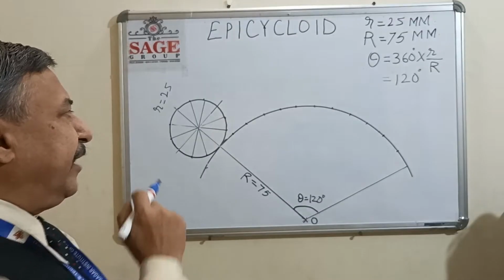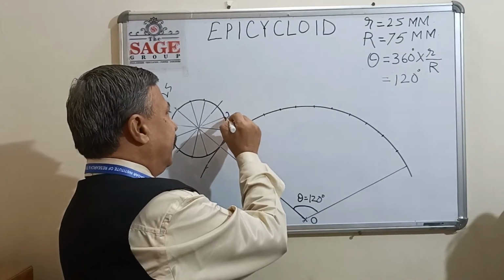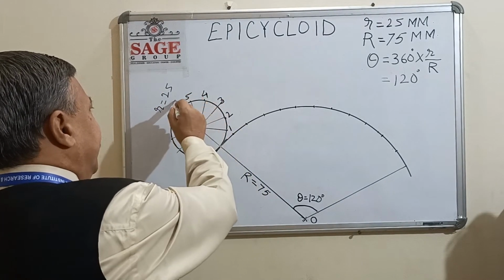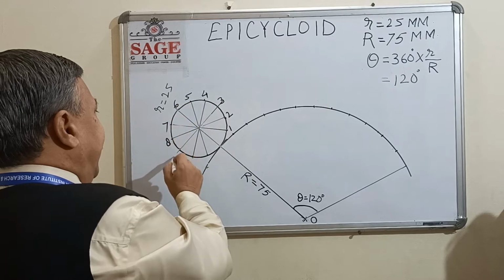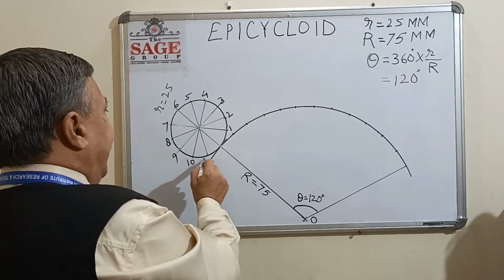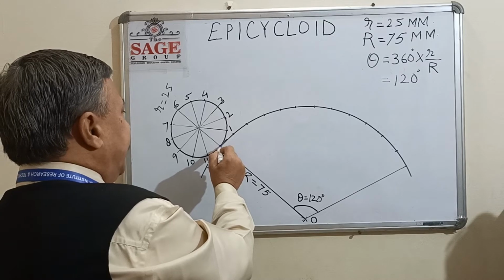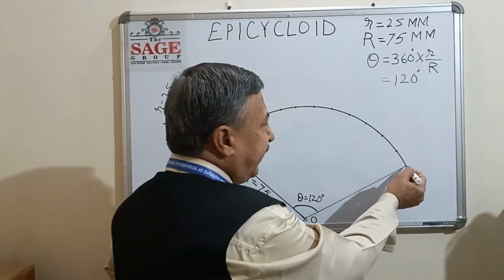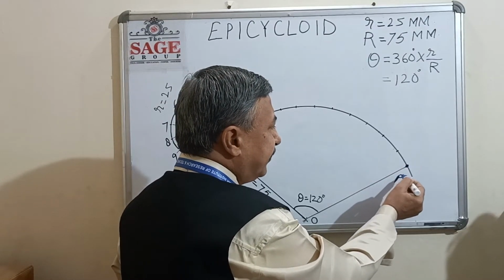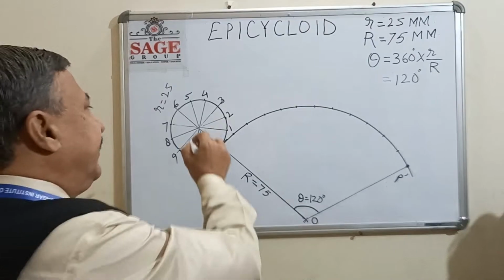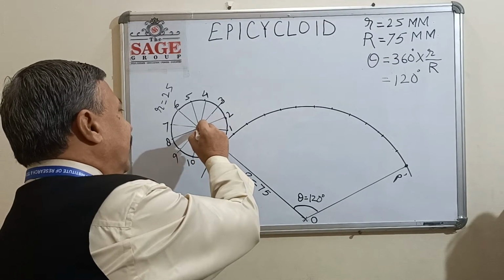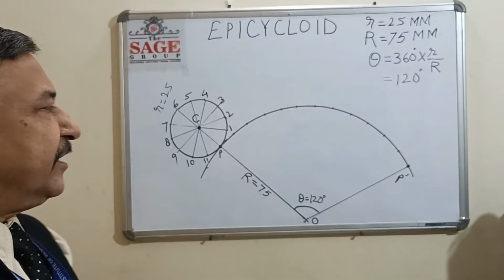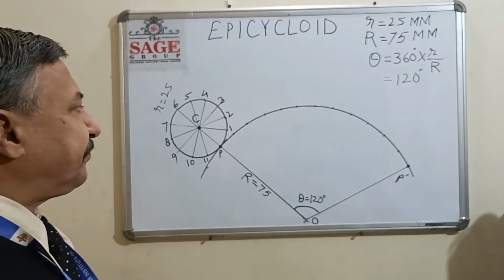So now we name these points here: 1, 2, 3, 4, 5, 6, 7, 8, 9, 10 and 11. And obviously this point is our point P. This point is our point P dash. And this is the center of the rolling circle, that point we mark as C. Just as in cycloid, same as in cycloid.